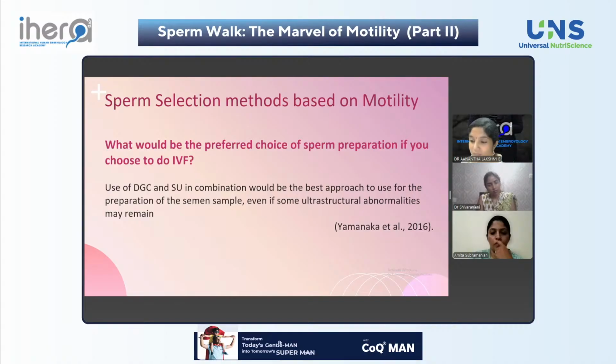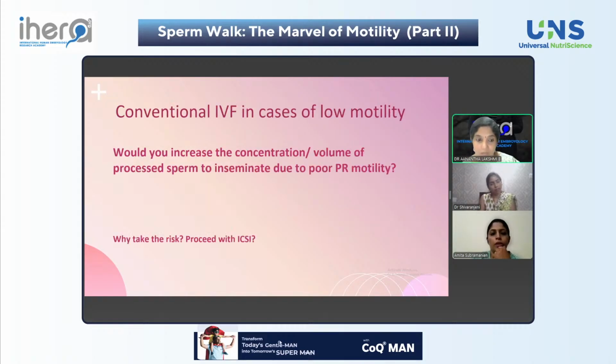Yeah. If the debris is very less, then we can go for a simple wash technique, because the count is already low. If we go for a density, then most of the sperms will be filtered in the density itself. So if the debris is very less, then we can go for a simple wash method also. Thank you for that.